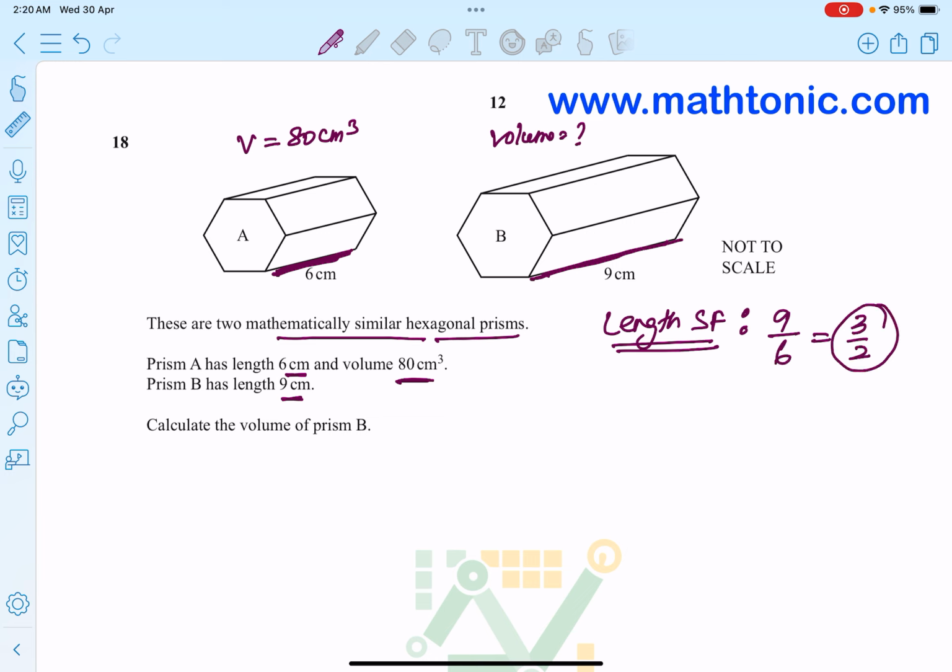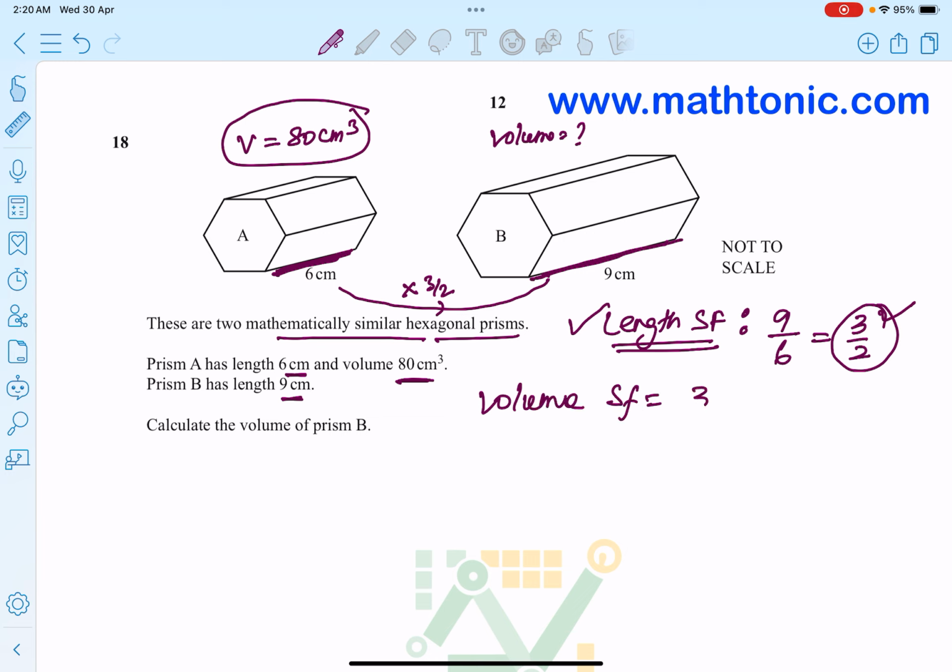What does it mean? Prism B, this side is exactly what times bigger? It is 3 over 2 times bigger. Did you get it? Now the question is asking me to find out the volume, so we need to find out the volume scale factor. Remember, when the length scale factor is x, the volume scale factor should be x cube. That means 3 over 2 cube. So 3 times 3 times 3 is 27, 2 times 2 times 2 is 8.